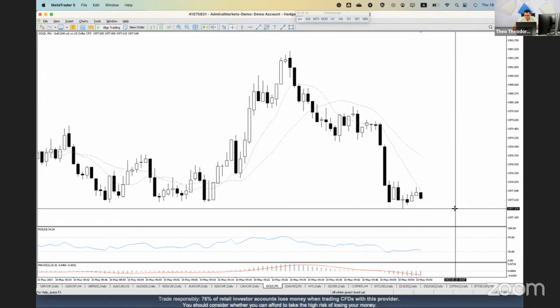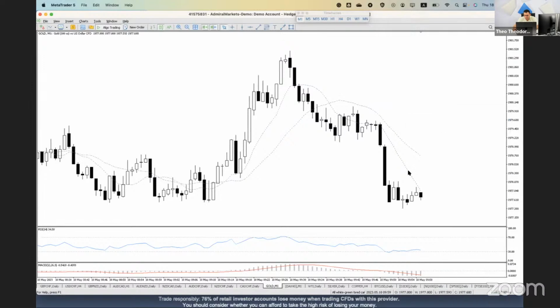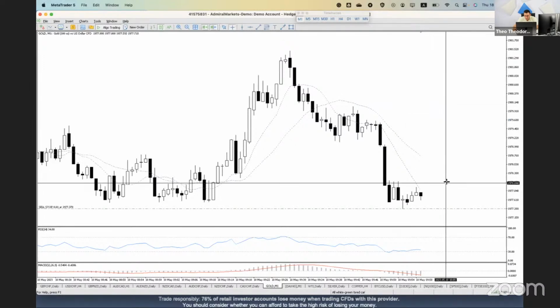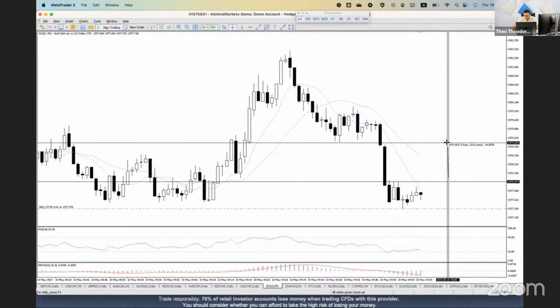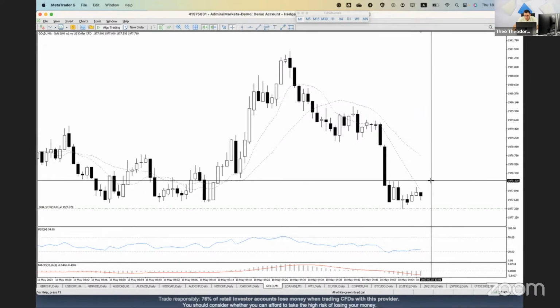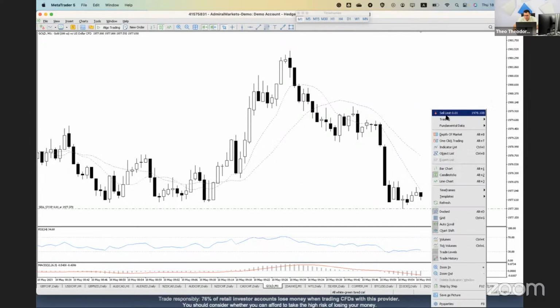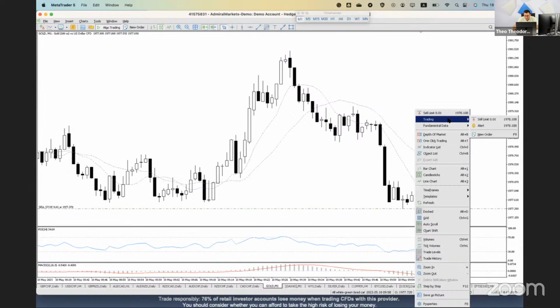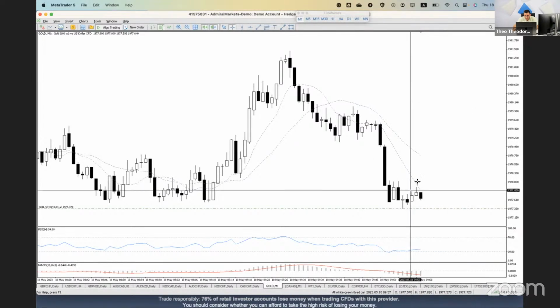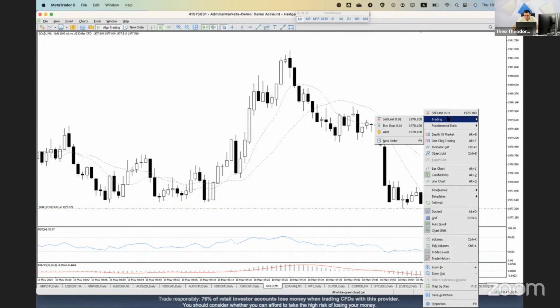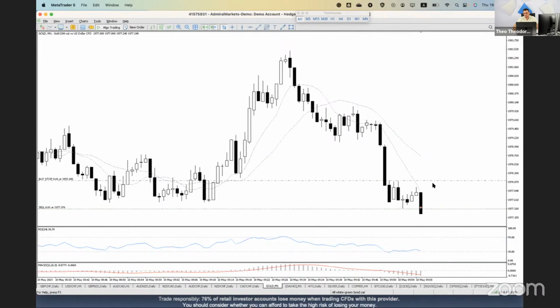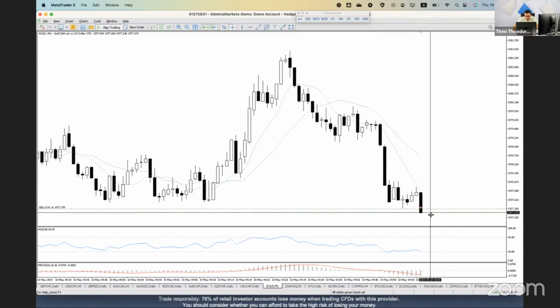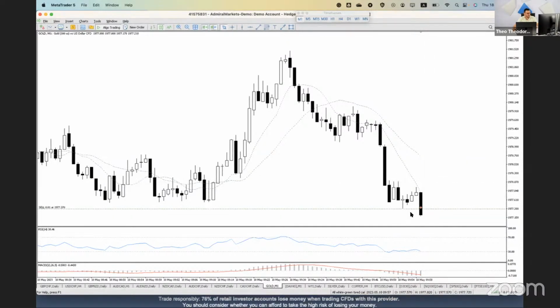Anyway, I will place a sell stop below this low here and a buy stop above this. Oh, why did it not take the order? It doesn't take the order because it's very close. Buy stop. Okay, now it took it. Okay, we got filled on that one. Let's see what the market is going to do.